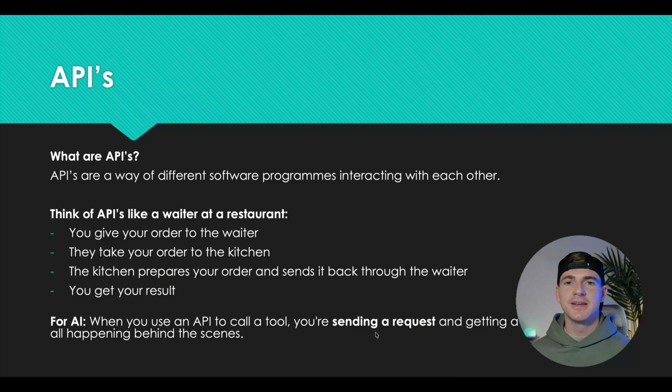The first thing we're going to be looking at today are APIs. API stands for Application Programming Interface, and it can really be boiled down in its simplest form to how two external softwares talk to one another, right? I've used this analogy here of a waiter at a restaurant. When you go to a restaurant, you give your order to the waiter. The waiter takes that order to the kitchen, which prepares your order and sends it back to your table through the waiter. So the waiter is the API, right? You give your order to them, they take it away, give it to somebody else, and then they bring it back to you and you get what you asked for. So for AI, when you use an API to call a tool, you're sending a request and you're getting a response back, okay? And all of that is happening behind the scenes.